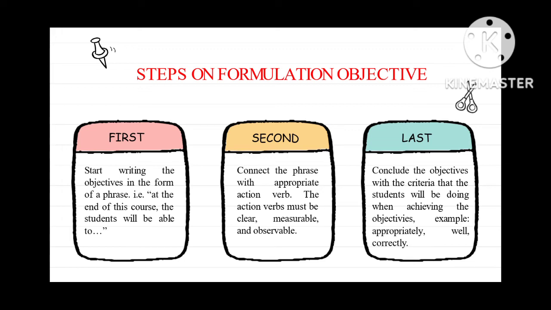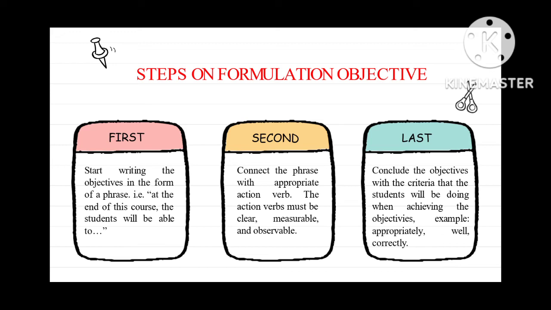Today I'm going to explain about 3 steps on formulating objectives. The first one is start writing the objectives in the form of a phrase. For example, like, at the end of this course, the students will be able to. In this form of the phrase, we can write what the students will be able to do after the students learn this ESP.